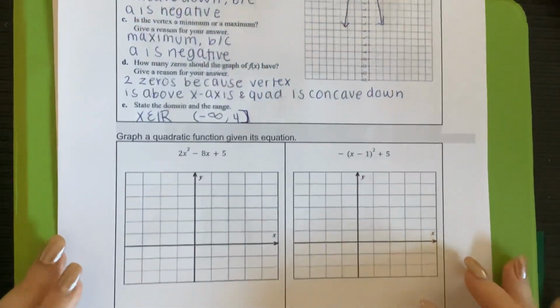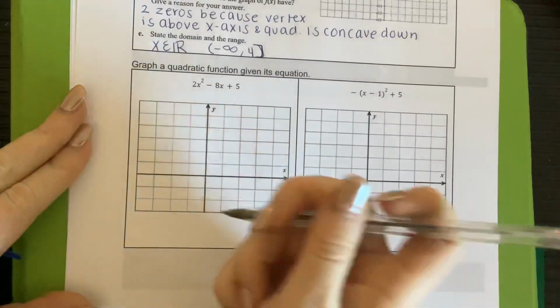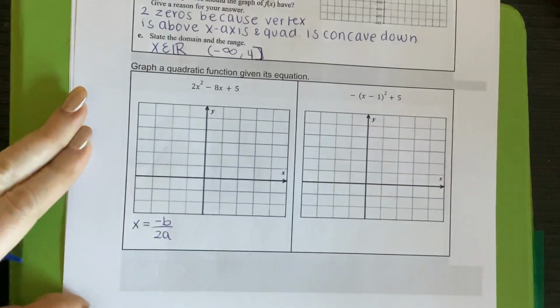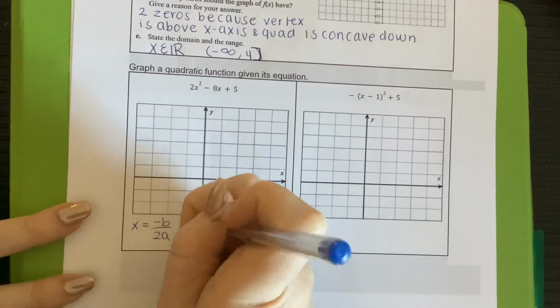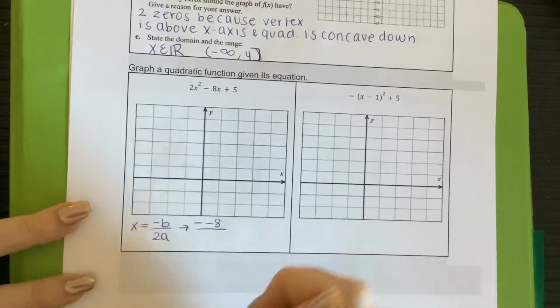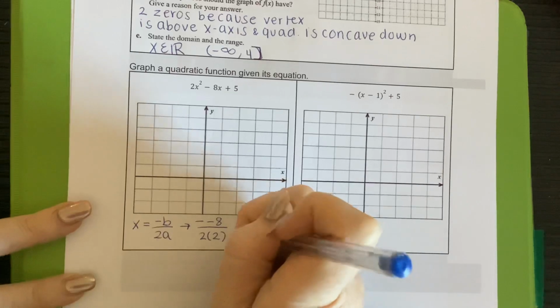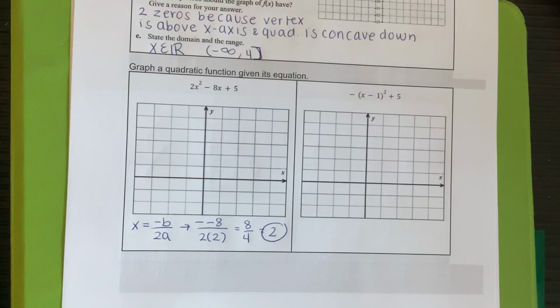Okay, next thing, graph quadratic functions given the equation. So when you're graphing, you can be given it in standard form, you can be given it in vertex form. So if you're given it in standard form, in order to graph, you have to find what the vertex is. So to find your vertex in standard form, that's x equals -b over 2a. That's going to give you your x value for your vertex. So if I plugged in, I'd have -8 over 2 times 2. This is going to give me 8 over 4, which is equal to 2. So the x coordinate for my vertex is going to be at 2.